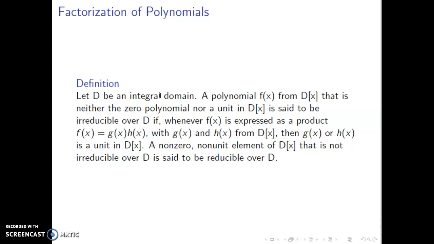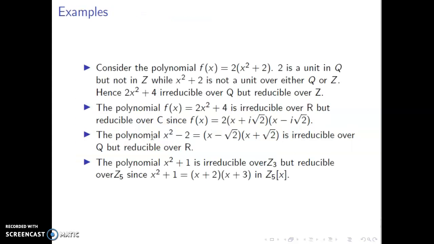of two polynomials g of x and h of x, where g of x and h of x belong to D of x, then either g of x or h of x is a unit in D of x. A non-zero non-unit element of D of x which is not irreducible over D is said to be reducible over D. Now let's look at a few examples.